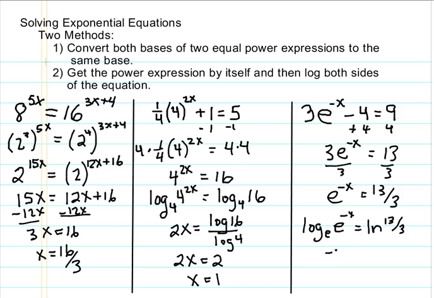Here we get negative x equals ln of 13 thirds. I can use a calculator to calculate ln of 13 thirds, and I get 1.466 if I round it. And now I need to divide by negative 1, so I get x equals negative 1.466. And I hope those examples help you, and we'll talk to you another time.